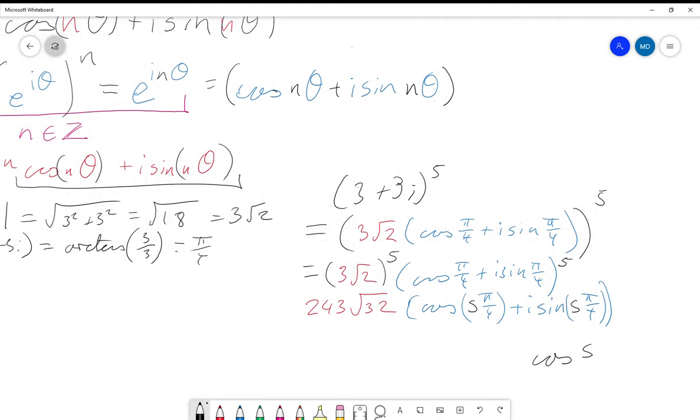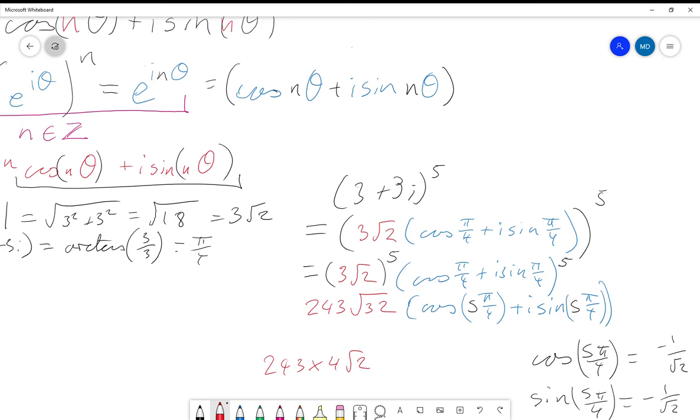Cosine of 5 pi over 4 in your calculator is just going to work out as negative 1 over root 2. Sine of 5 pi over 4 is going to work out as exactly the same thing, negative 1 over root 2. And we can just plug that in and we get 243. The square root of 32 is actually 4 root 2. So we can get that nicely. Multiplied by minus 1 over root 2 plus, in fact, let's go with minus because it is minus i 1 over root 2.